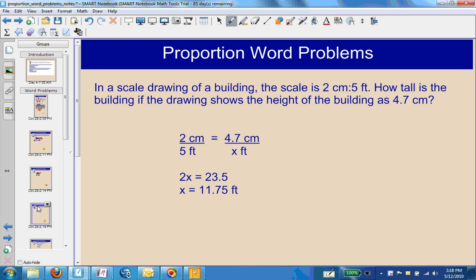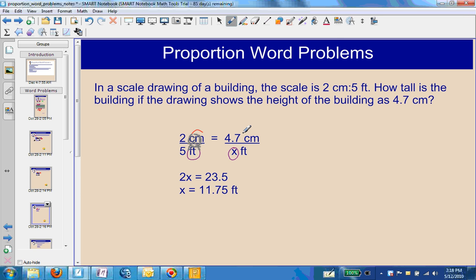Now I'm going to show you another example. In a scale drawing of a building, the scale is 2 centimeters to 5 feet. So for each 2 centimeters on our paper, that represents 5 feet in real life. So our units are centimeters to feet. How tall is the building? So we're looking for feet. So X is going to go beside feet.